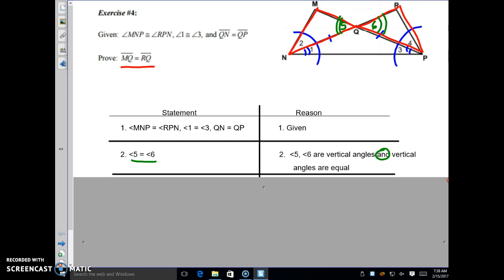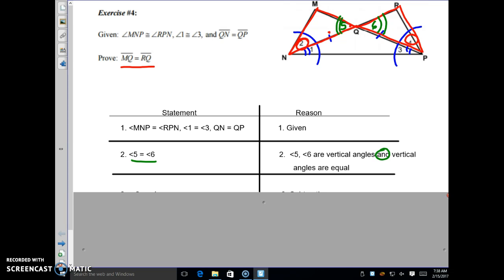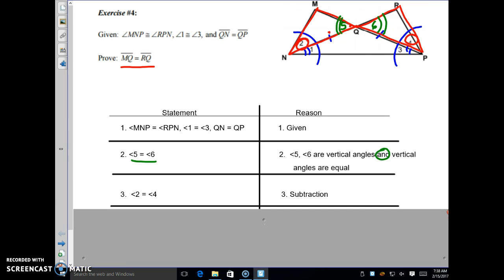We're very close to having one of the 5 angle measures. We have a side here, and we have an angle here. We still need to get angle 2 and angle 4. Right away, you should recognize that you have a whole angle and you have a part of an angle. The whole angle is the MNP that you marked. The part of the angle is angle 1. And RPN is the whole angle, and angle 3 is the one that you've already marked. So angle 2 equals angle 4 by subtraction.